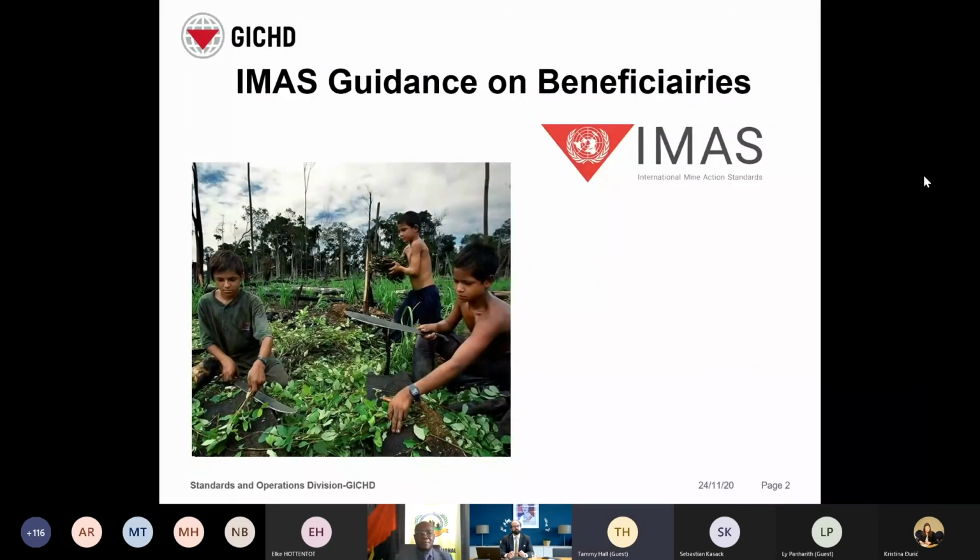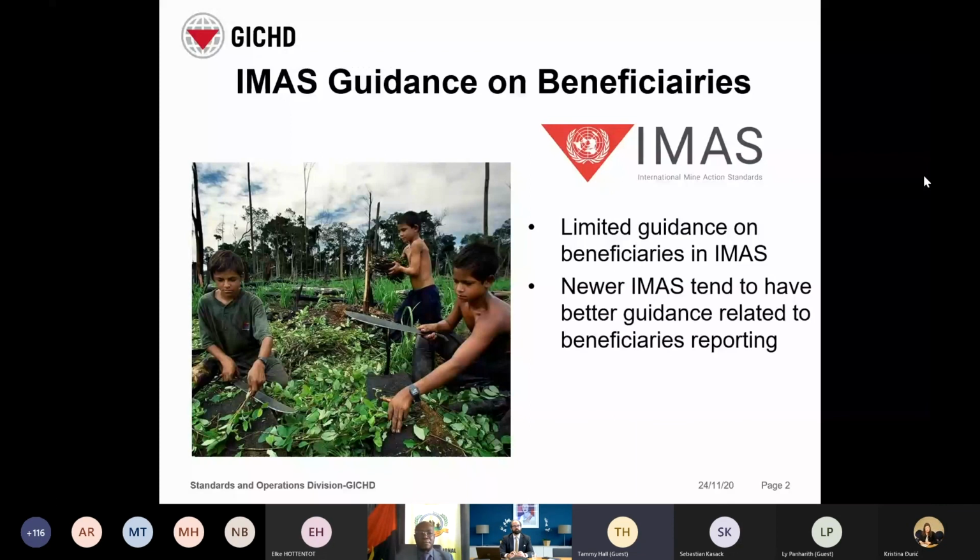So, what is in IMAS now about beneficiaries? I did some interesting research when I was involved in looking at this document. What I found was there was fairly limited guidance on beneficiaries if you look at the ensemble of the framework. If we look through the documents, we can see that there's an evolution in the sense that in general, newer IMAS refer more to beneficiaries than older ones, although it does depend on the theme.